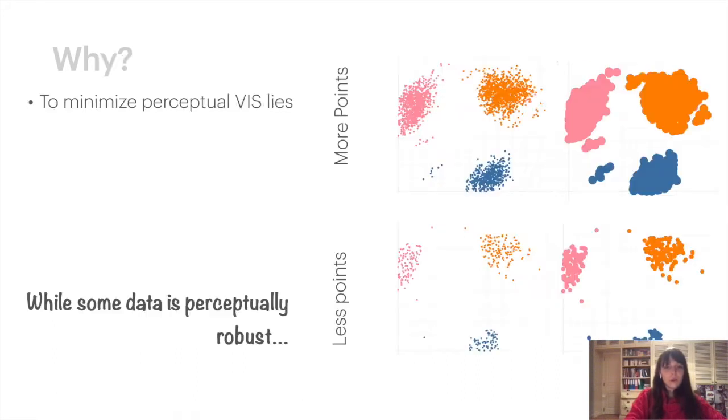And what we found out is that some data is obviously perceptually robust. So here you have 4 scatter plot designs made from the same data with different point sampling and different marker size. But actually it doesn't matter because all these classes are separable from each other when you look at them. So the design does not influence that much.